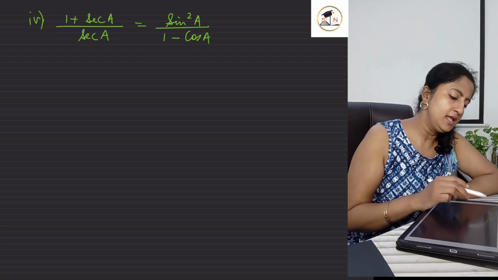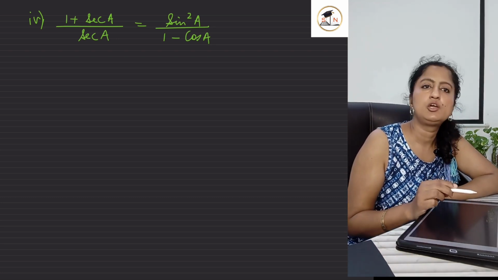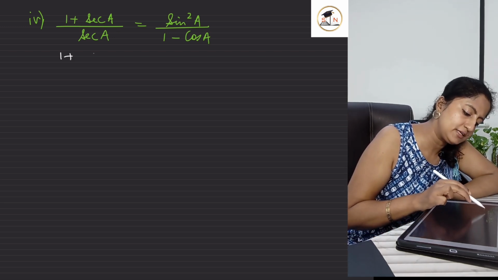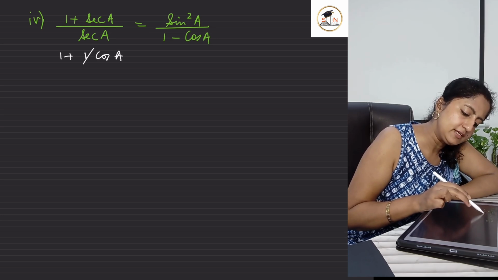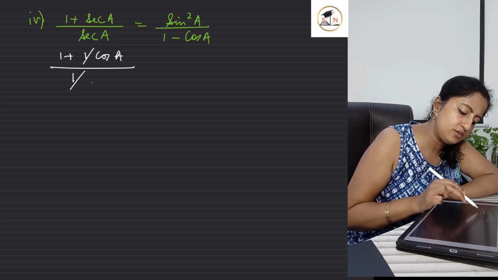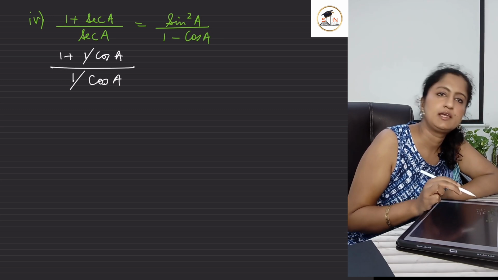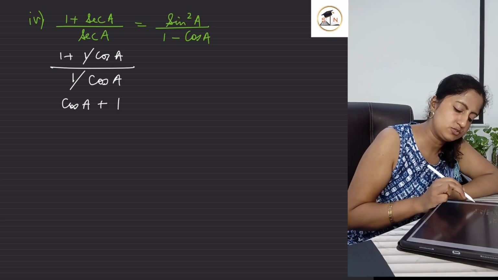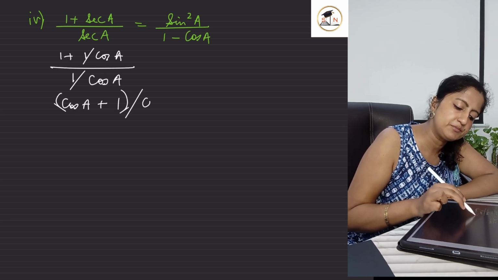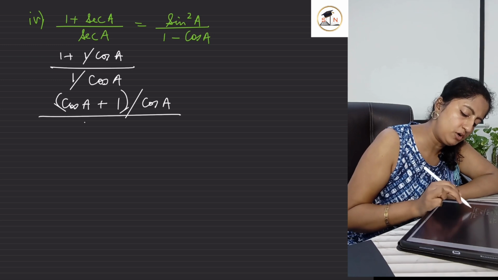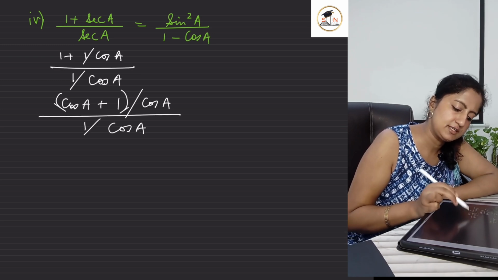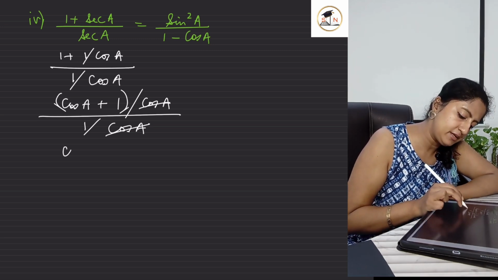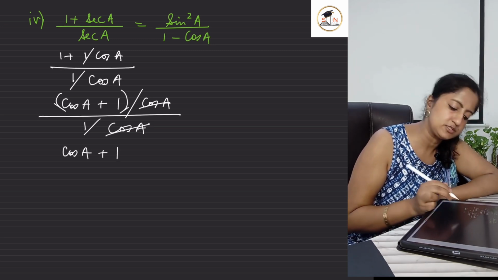Now, I am going to convert sec into cos, because on the right side we have sine and cos. So 1 plus 1 by cos A. Sec is the reciprocal of cos A, and over here also 1 by cos A. So what does it give me? It gives me cos A plus 1, after taking the LCM, upon 1 by cos A. Right? Cos A got cancelled. I am left with only cos A plus 1.